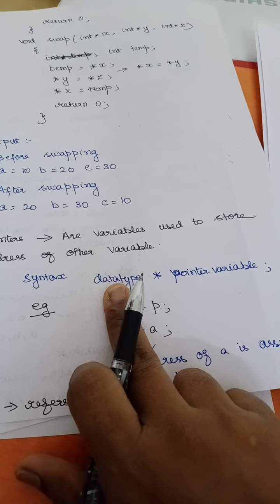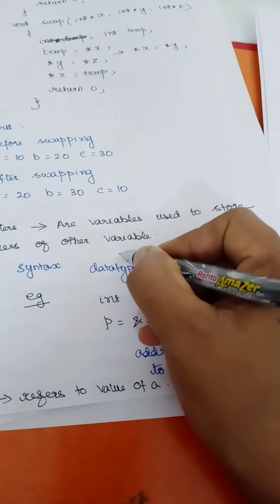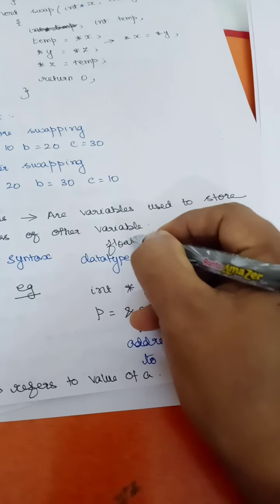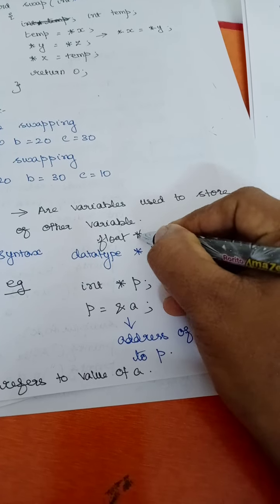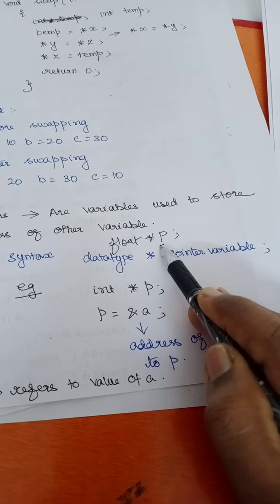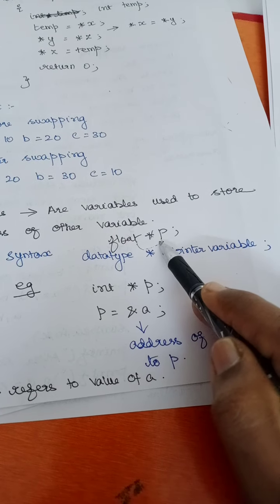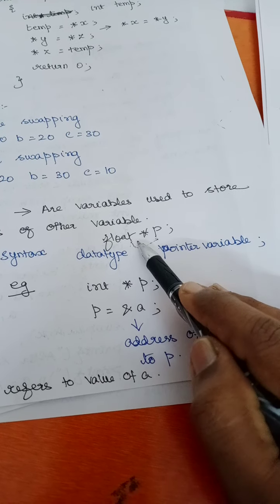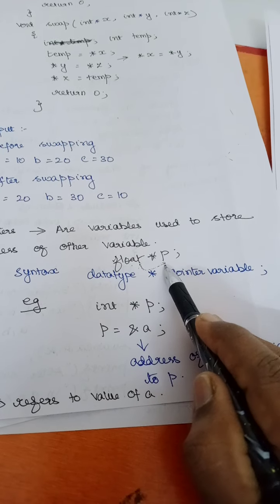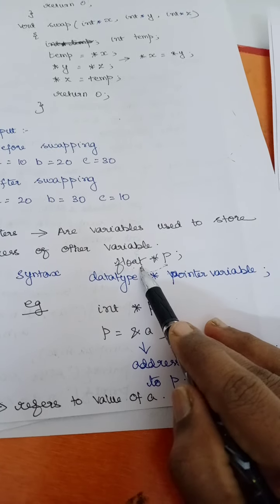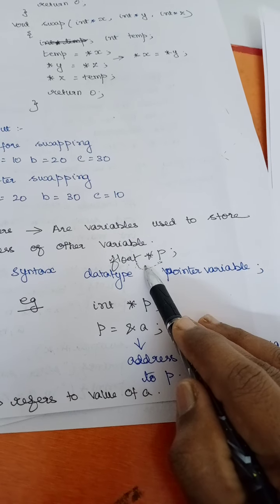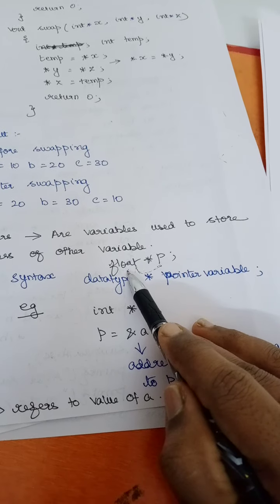So data type, if I want to create a pointer for int, I can write the data type here. Suppose I am creating a pointer for float, then I will write float star p. Is that clear? Then it is nothing but a pointer variable that is containing the address of a variable which is of type float. Clear? It is going to have only the address. But what address is it going to have? It is going to have the address of the variable, and that variable is of type float.